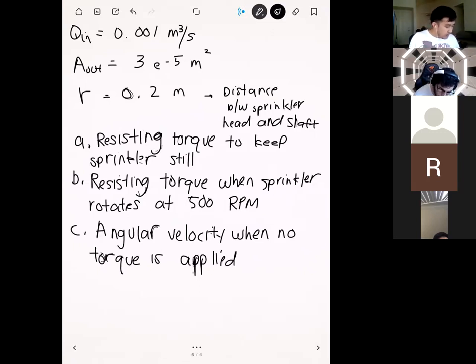Okay. And so to do this, we're going to apply, first of all, conservation of mass, and then we're going to apply our conservation of angular momentum, just so you guys can kind of see it in action. Okay. All right. Any questions on this? Okay. So let's go ahead and start solving.